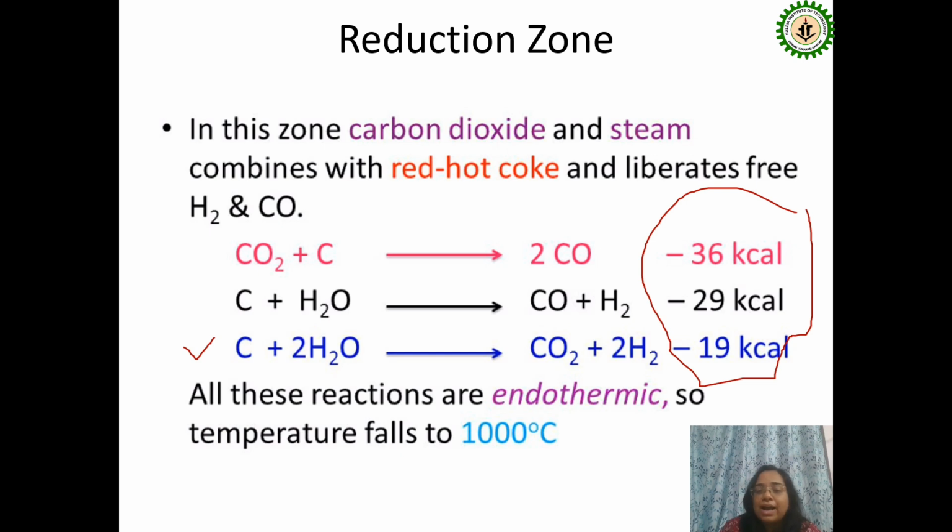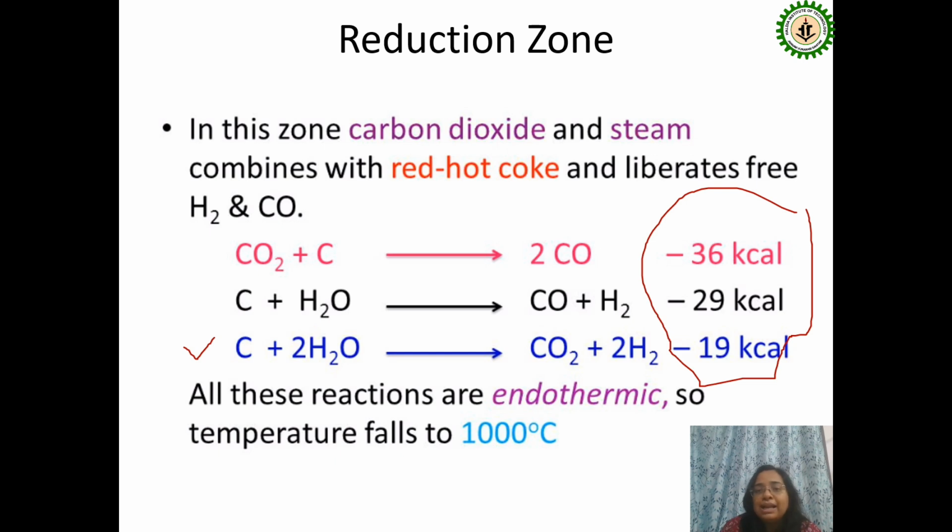What we have observed in the combustion zone is that the reactions are exothermic. That means they generate some extra energy, and that's why the temperature was maintained at around 1100 degrees centigrade. But here, as some heat will be consumed in the reduction zone for carrying out these reactions, the temperature will fall from 1100 to 1000 degrees centigrade.